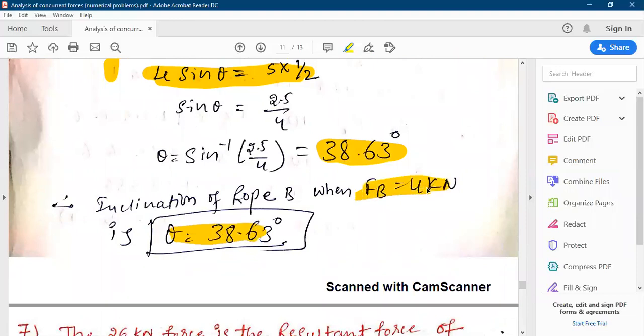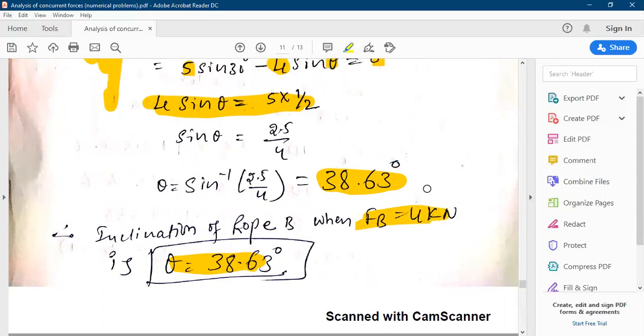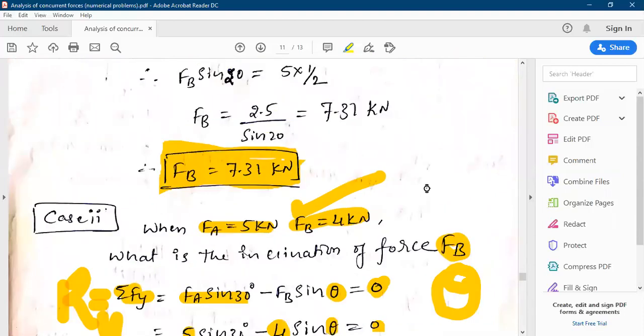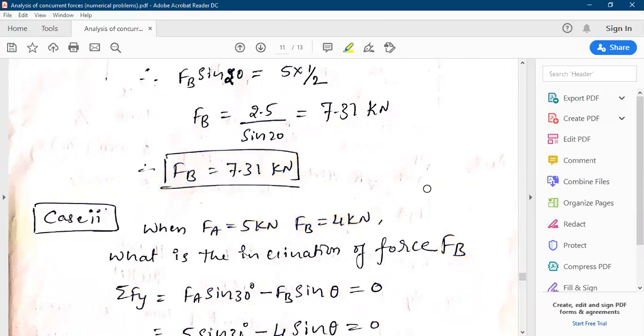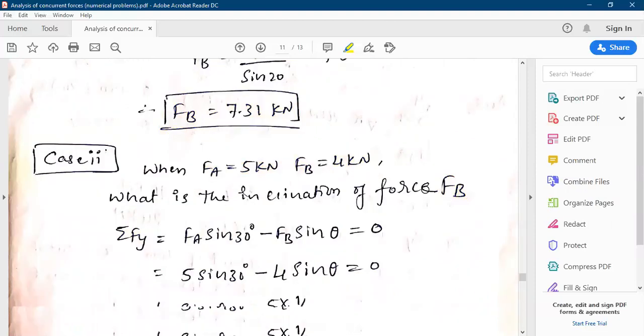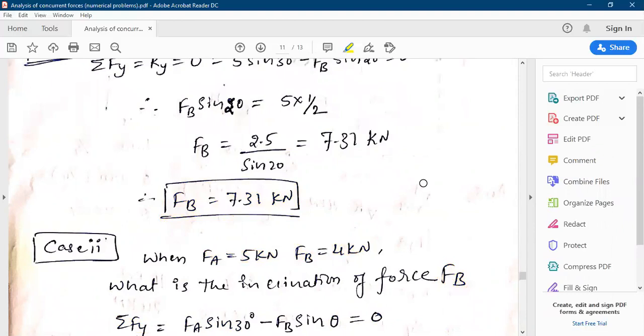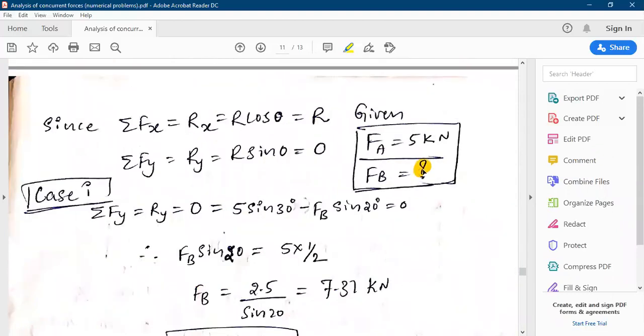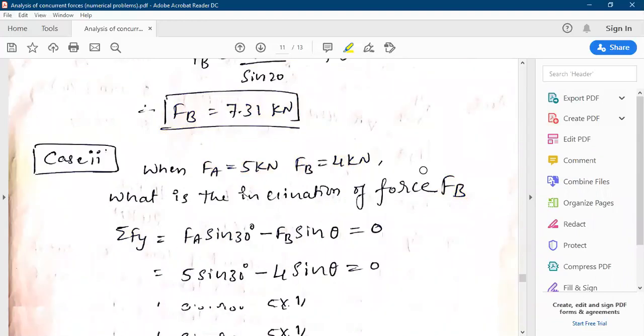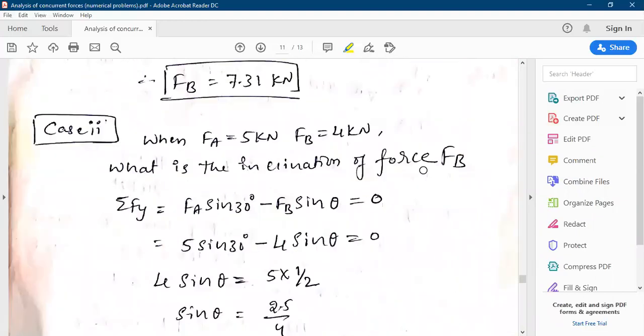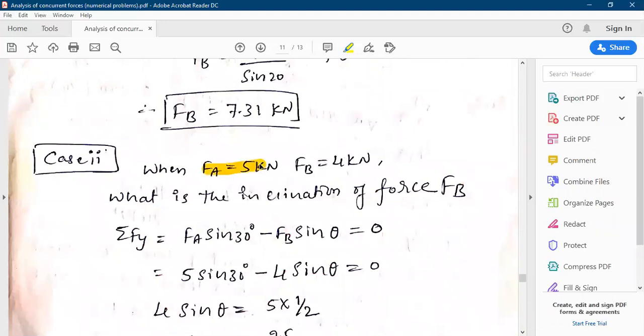This is the complete problem. There are two cases. In the first, force Fa is equal to 5 kilonewton, the angle of inclination with respect to force Fa is 30 degree, and the angle of inclination with respect to force Fb is 20 degree. What is the force Fb? This is the first part of the question. In the second part, they give the force in rope A as well as the force in rope B, that is Fb, 4 kilonewton, and ask us to calculate the angle of inclination for force Fb.